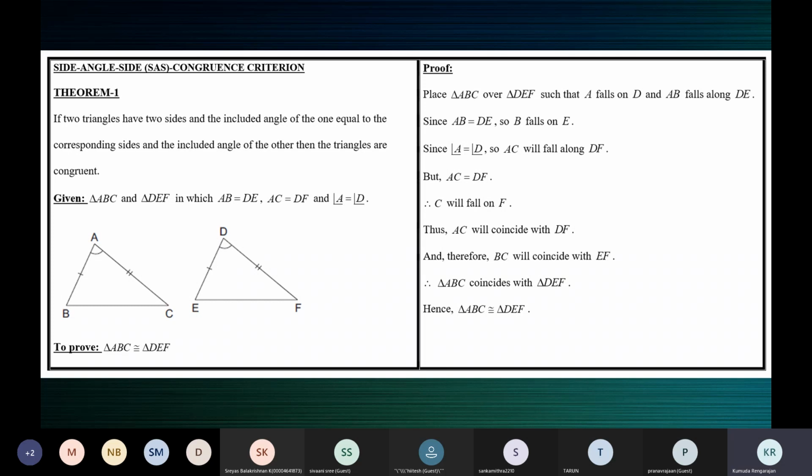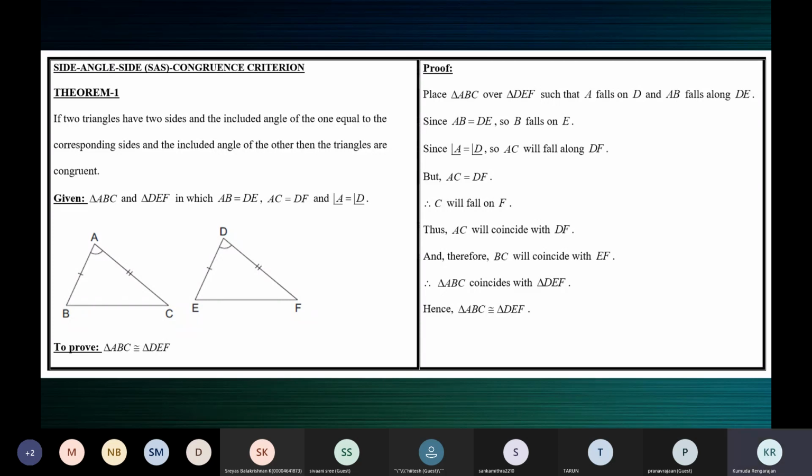So now the question is, should we always check the equality of all these 6 pairs? Three pairs of angles, 3 pairs of sides. When we have to show that two triangles are congruent, is it that we have to always show that all the 6 pairs are equal? The answer is no. When two triangles are congruent, it means all these 6 pairs are equal. But to prove that two triangles are congruent, you need not check for the equality of all these 6 pairs.